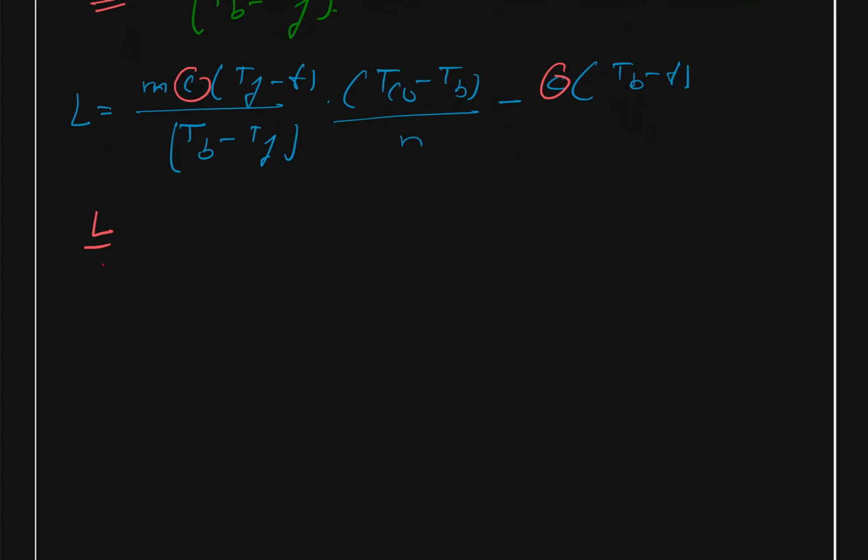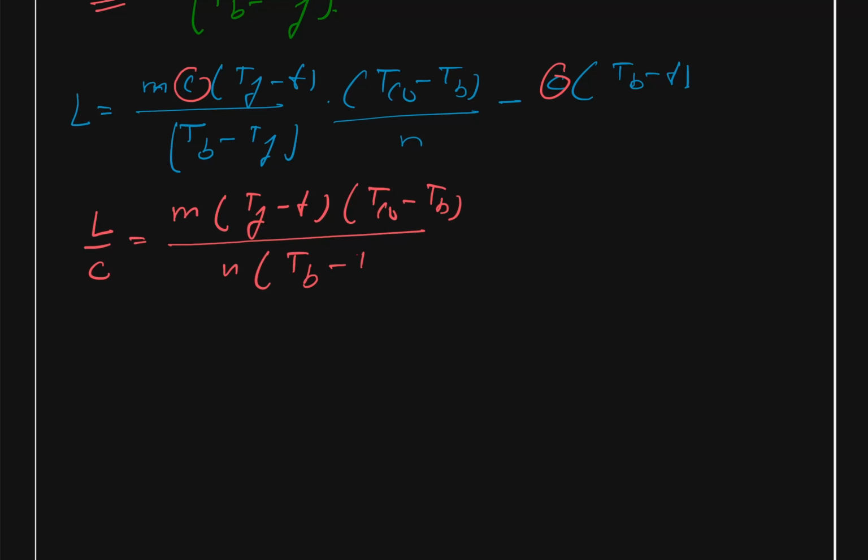L upon small c will be equal to, and this we can write as m (TF minus T)(TC0 minus TB) divided by n (TB minus TF), minus (TB minus T). So this is our final formula. Now we can just substitute the values.